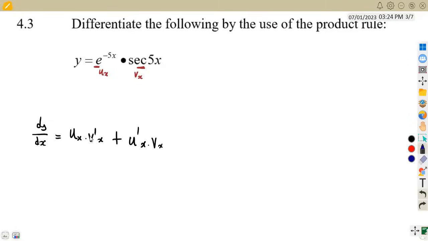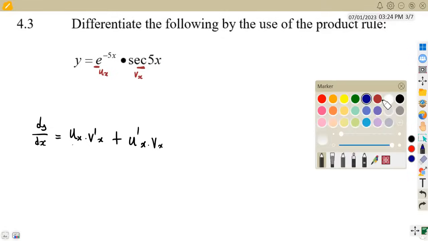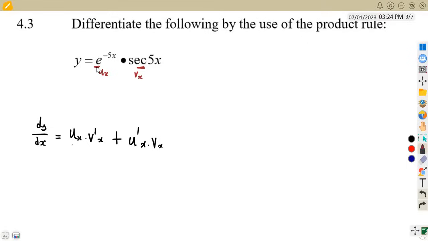All right, so as you can see, there is a need for us to know our u and its derivative, and v and its derivative. This is what you're going to do, just like the previous part. Let us locate here. We said our u(x) is the first term, so u(x) is going to be e to the exponent of negative 5x, and our v(x) in this case is taken from sec 5x.